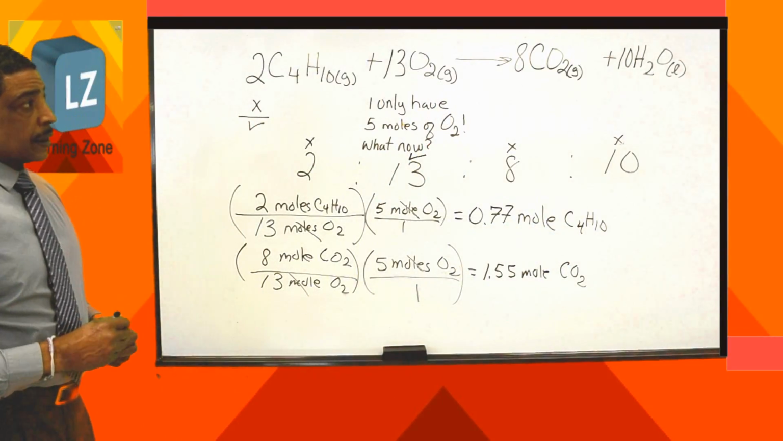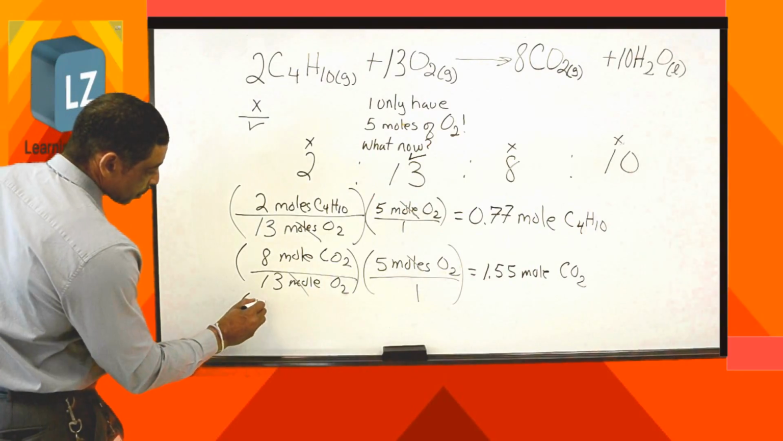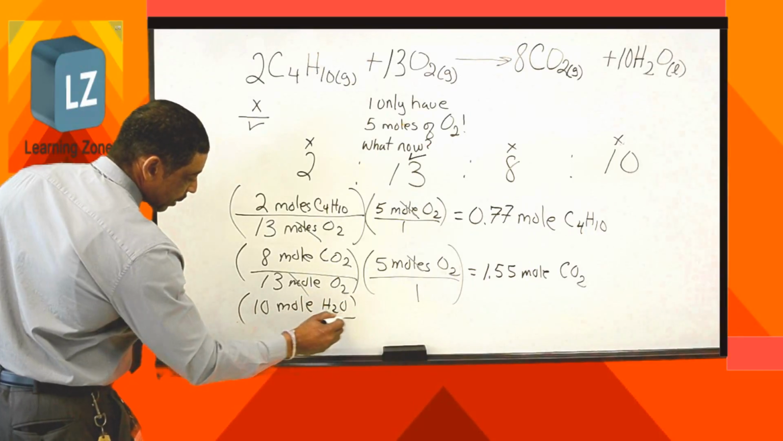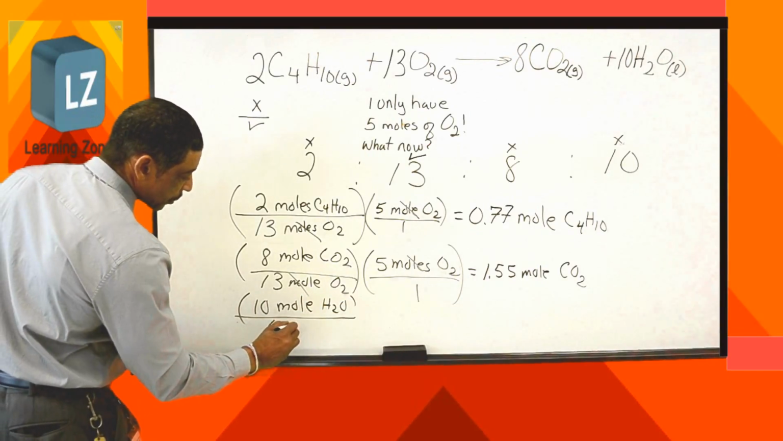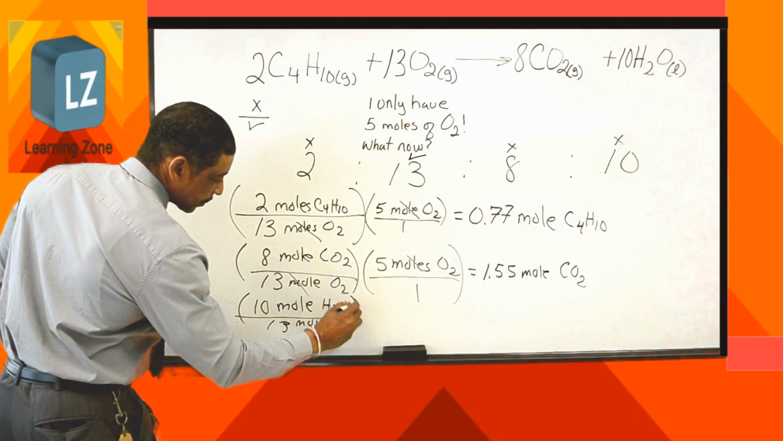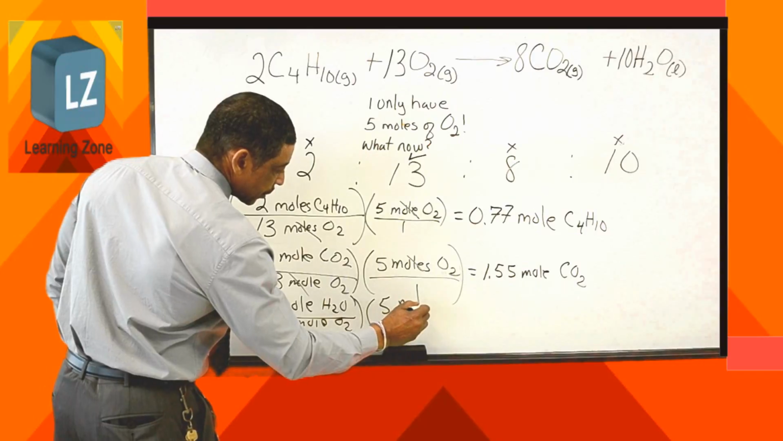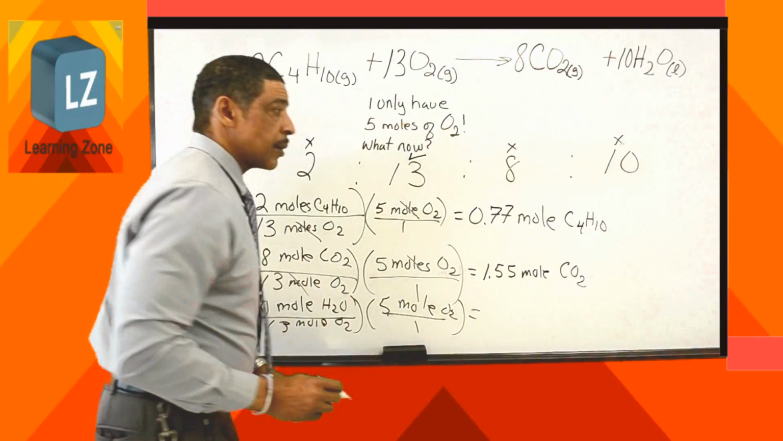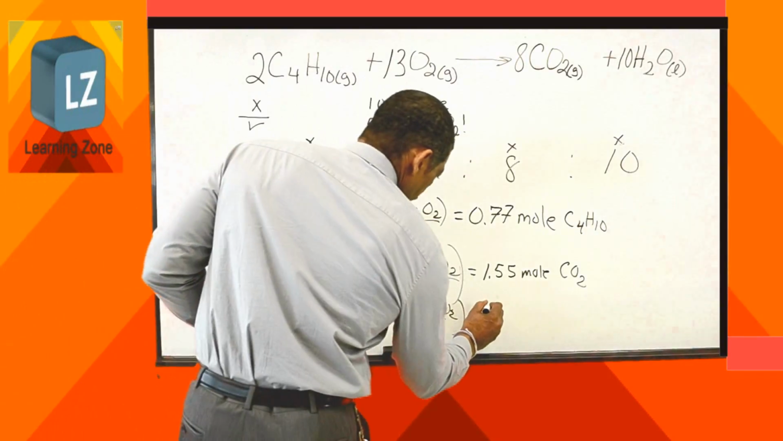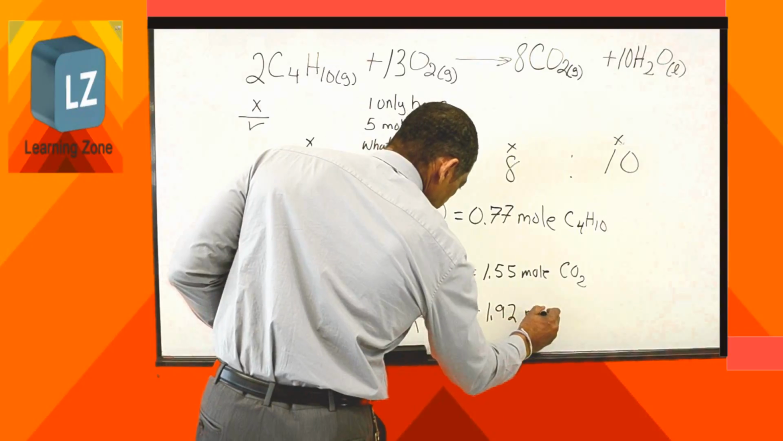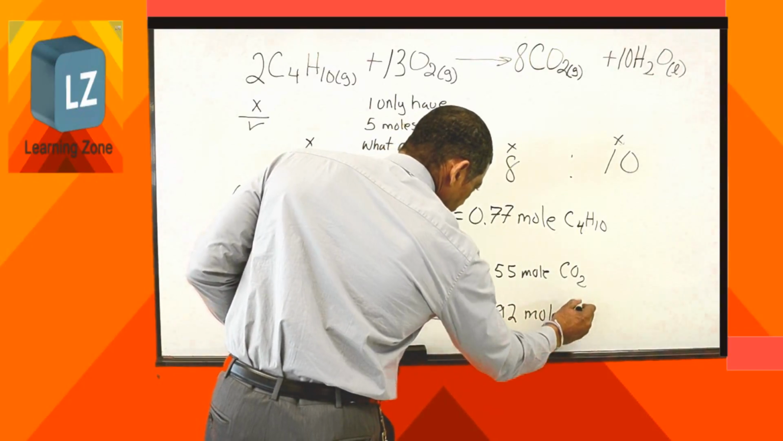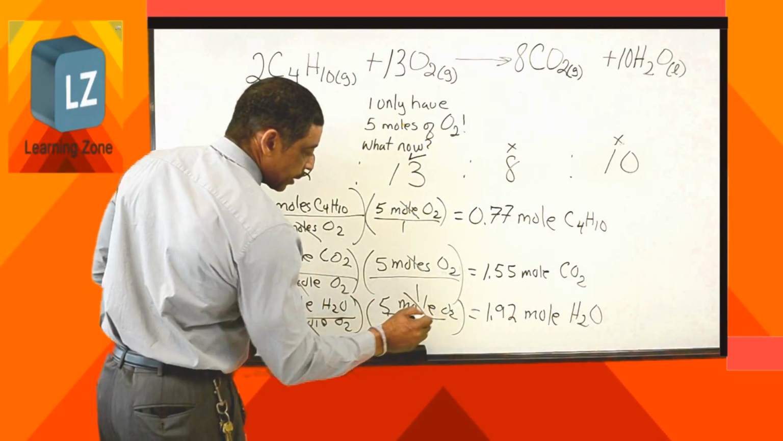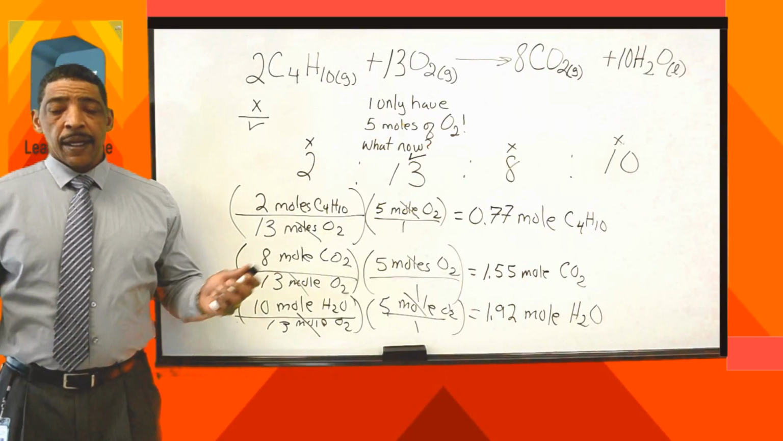Okay? Now finally, for the liquid water, 10 moles of H2O divided by 13 moles of O2 times 5 moles of O2 will equal 1.92 mole of H2O, the liquid water. Notice also, in this particular case, moles of O2 cancel. And it's as simple as that.